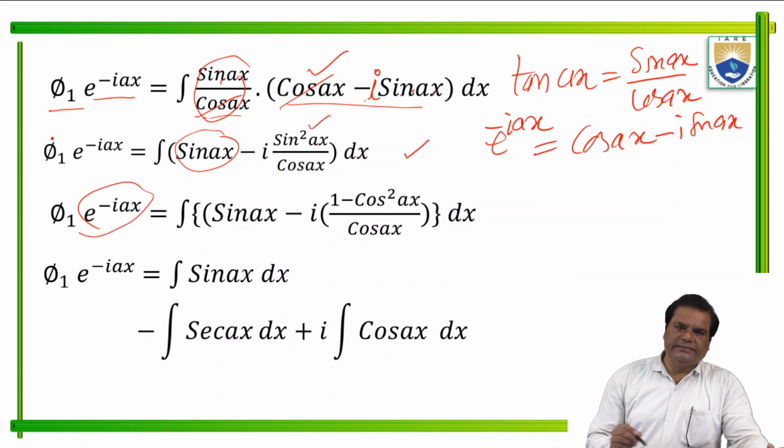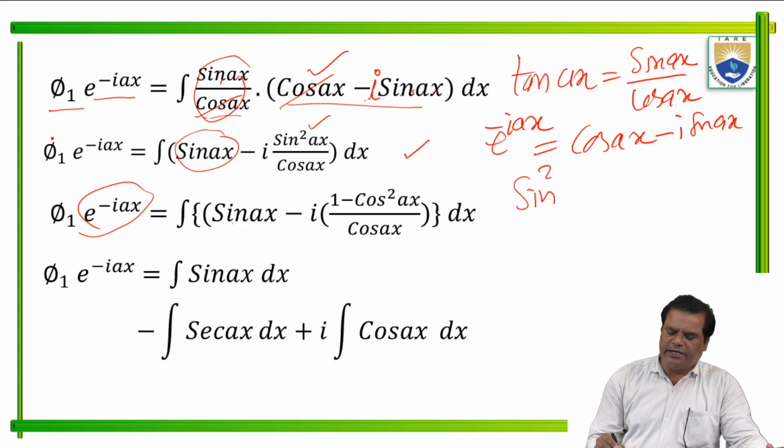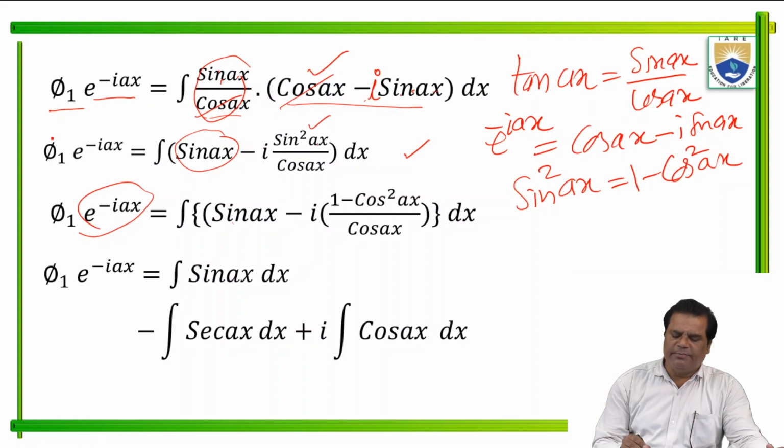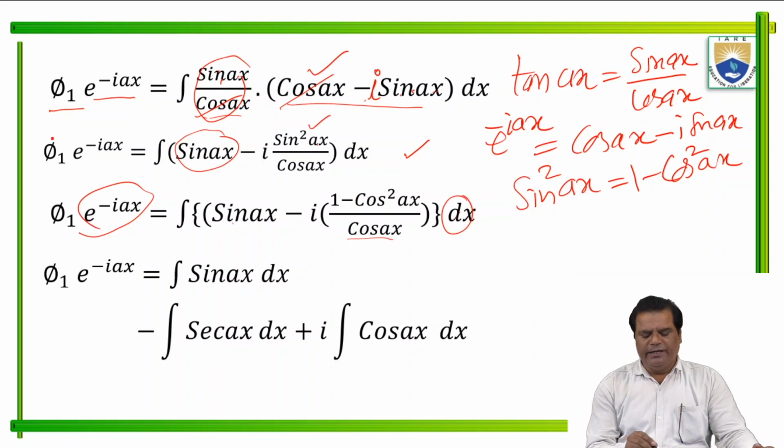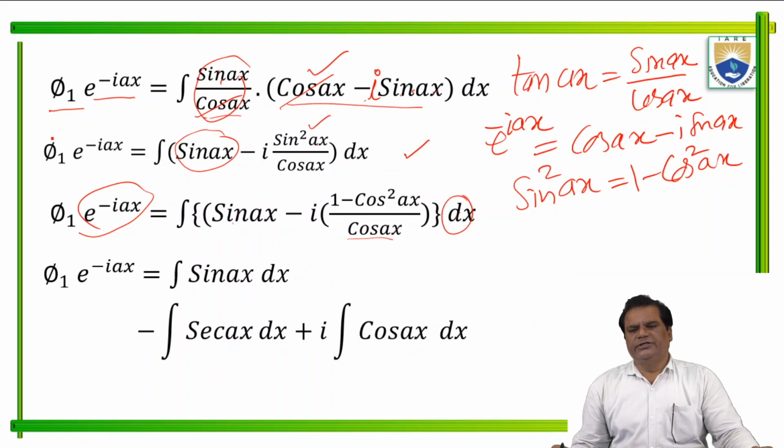Phi1 e to the power minus iax equal to integration of sin ax minus i sin square ax. I am writing here the formula: sin square ax is equal to 1 minus cos square ax, upon cos ax dx. So now multiply by this separate function sin ax dx, integrating with respect to x. So integrating each function in this integral.